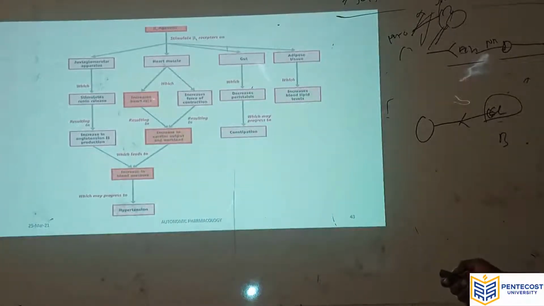On the heart, they cause an increase in heart rate and also an increase in the force of contraction. That will lead to increased cardiac output and increased blood pressure, and can lead to hypertension. On the kidneys, they stimulate the release of renin, and renin will start the renin-angiotensin-aldosterone system, leading to increased BP and hypertension. On the adipose tissue, they increase blood lipid levels. On the GIT, they decrease peristalsis, which can lead to constipation. So this diagram tells you where you can find beta 1 receptors and exactly what they are going to do for us.